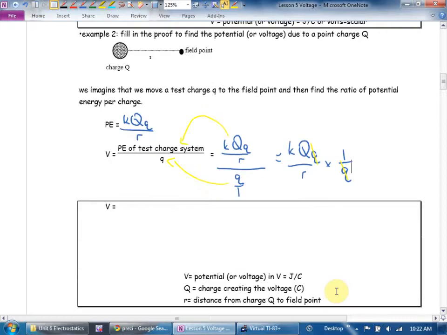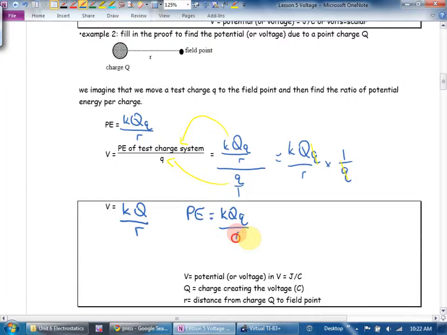You know what the voltage equation for a point charge is? It's K Q over R. That's potential. And once you've written that down, put your pens down for a second. Here is where kids find this tough. That's potential. That's potential energy.